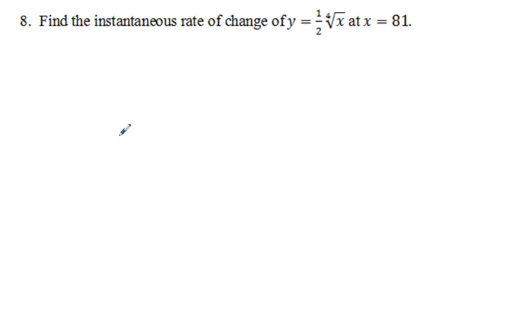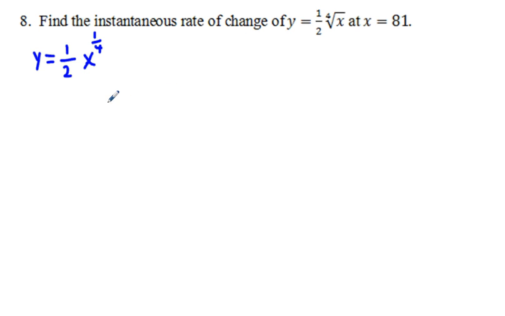Okay, 8. Find the instantaneous rate of change of y equals 1/2 the fourth root of x at x equals 81. And students had a particular interest in this problem. Well, first of all, we're going to rewrite this radical form in rational form. So instead of y equals this radical form, we're going to say y equals 1/2 times x. What is the fourth root? Well, it's going to be x to the 1/4 power. There we have a rational exponent.